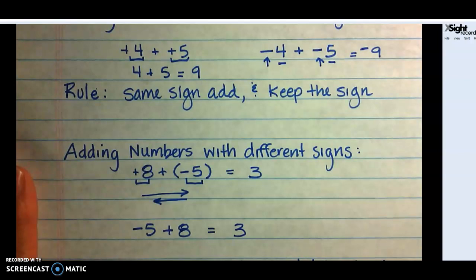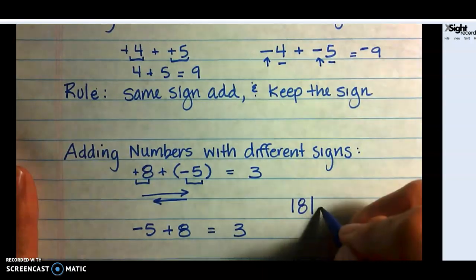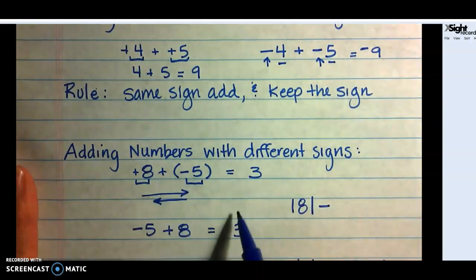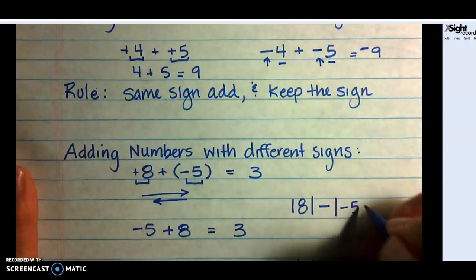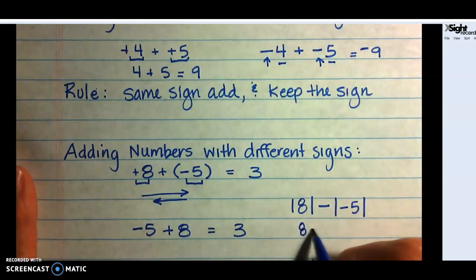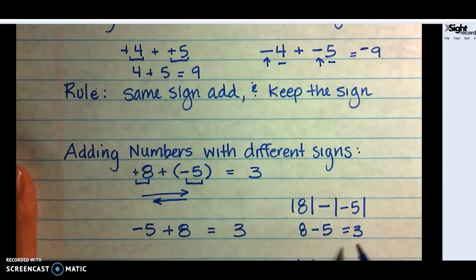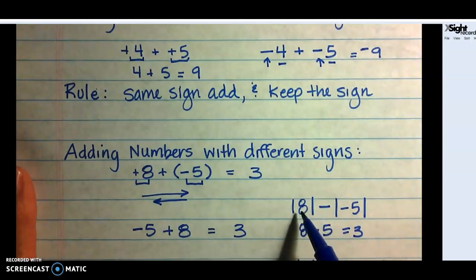What I've done basically is I have taken the difference of the absolute values. If I have 8 and I take the difference, that's subtraction, this positive 8, and the absolute value of negative 5, then the absolute value of 8 is 8. I subtract the absolute value of negative 5, which is 5, and I get 3. And that is my answer. The sign of the number with the highest absolute value is 8. It's positive, so my answer is also positive.